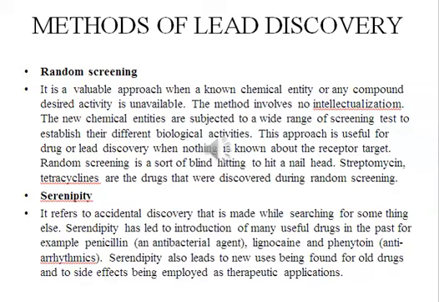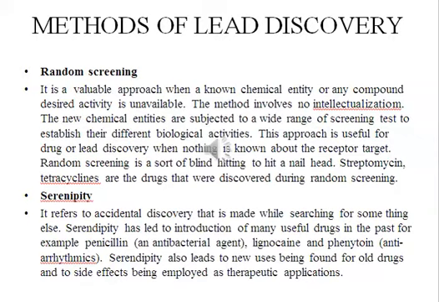So you may get a hit, or you may get nothing at all, or you may get a large number of hits. So examples of medicines that were discovered in this way by use of random screening involved streptomycin and tetracyclines. So these were the drugs that were discovered by means of random screening.